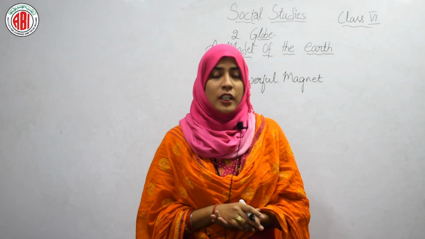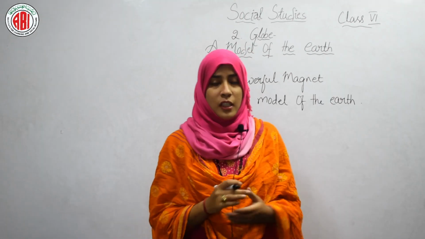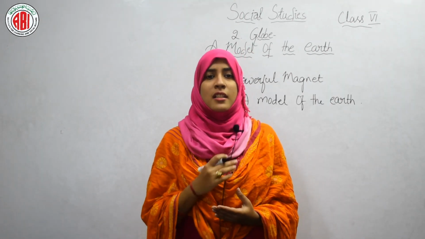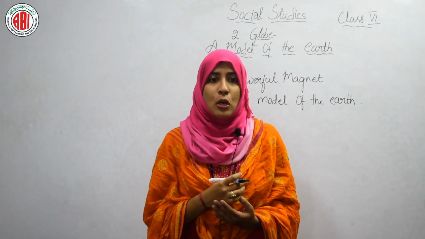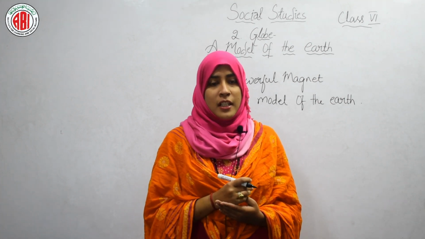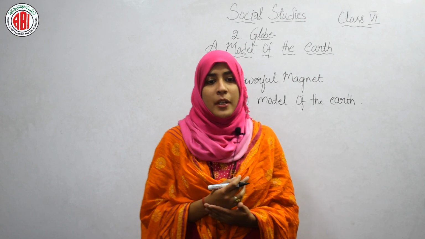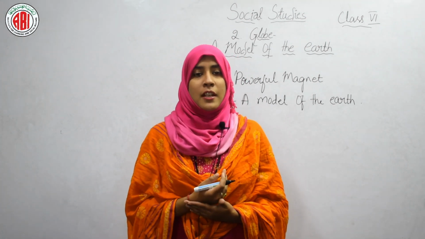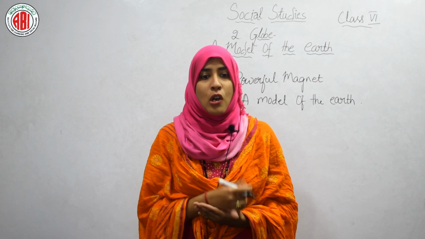As I told you, a globe is a model of the earth. But do you think the earth is round in shape, or like a ball? Actually, the earth is not a perfect sphere. So earth has a spheroid shape. It is not a perfect sphere. That means it is not actually round in shape.